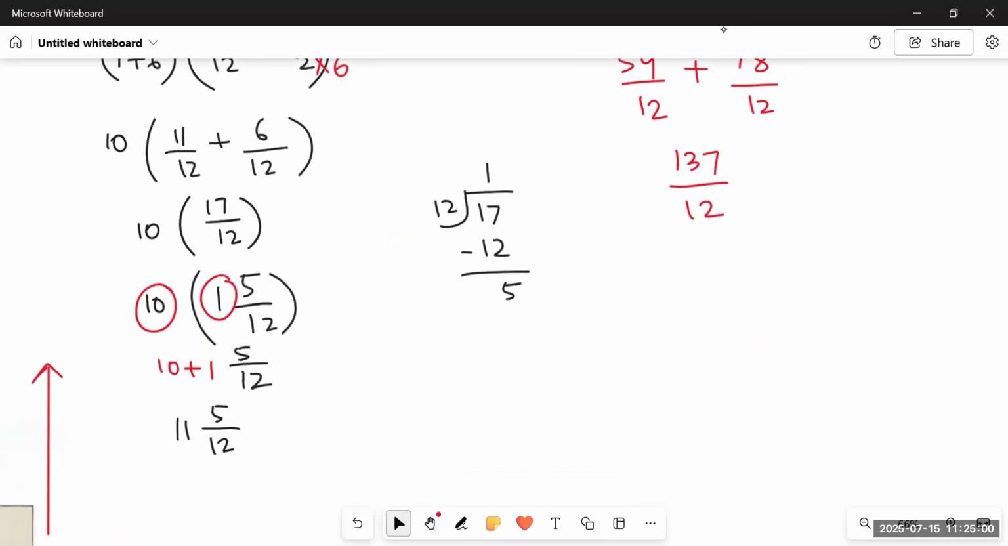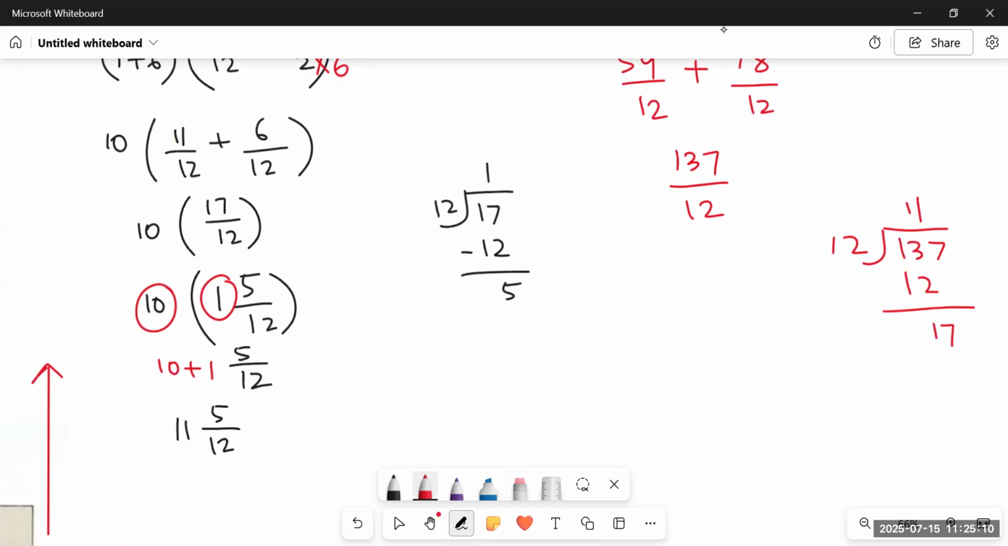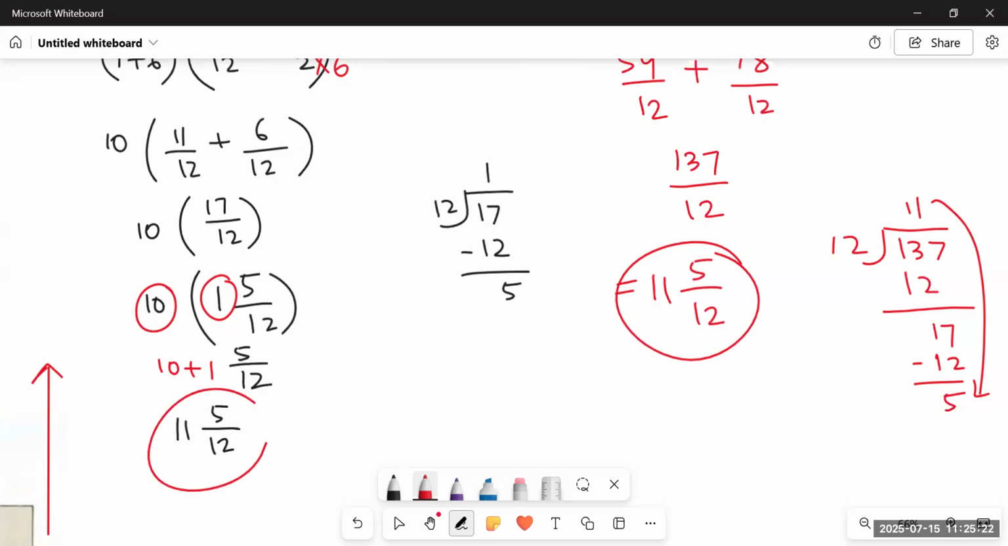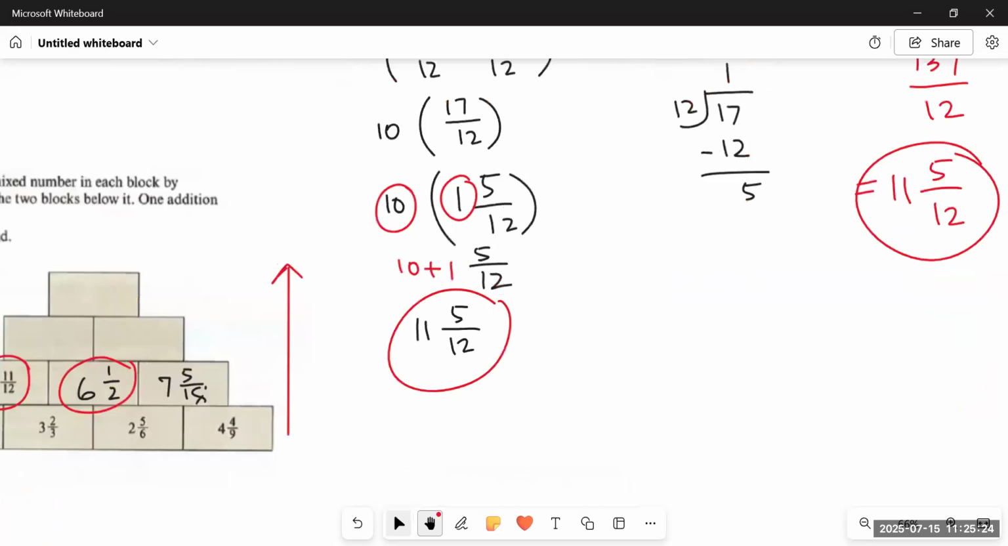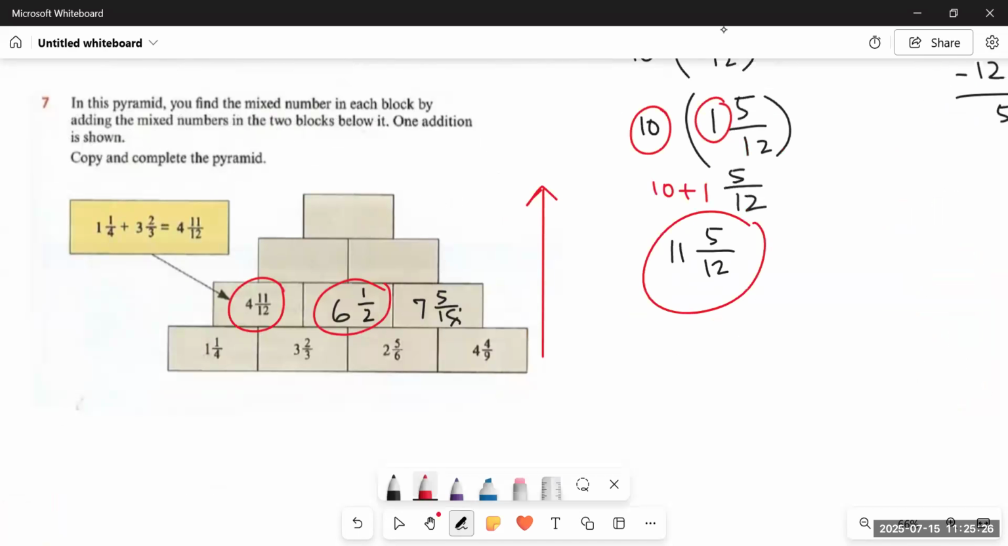We will simply convert it back to the mixed number. So 12 ones are 12, then comes 17, 12 ones are 12, here comes 5. So starting from here, it will be 11 whole 5 upon 12. See, the answers are absolutely the same. So we are going to write this down over here.